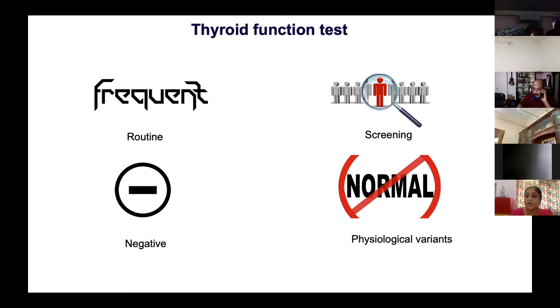You should also be aware of the physiological variants. That means you should not treat the reports, the biochemical parameters, but the patient per se. So detailed history and examination is very important. There can be physiological normal variants where the reports can be abnormal, yet the child is absolutely euthyroid and has no problems. These points should always be kept in mind before embarking upon any treatment.